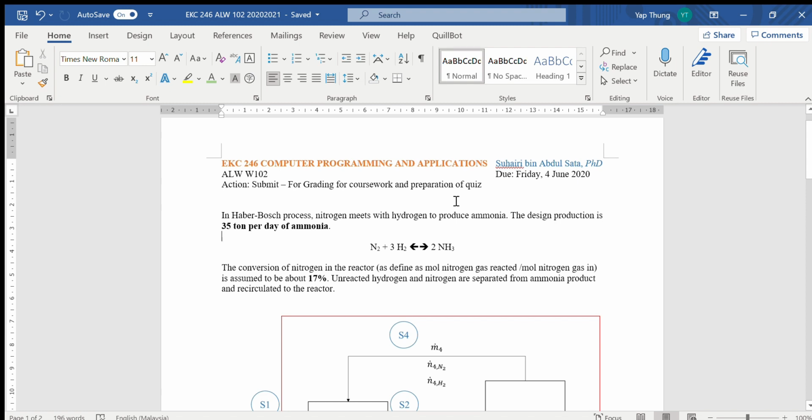Today we are going to look at the PLW112. In this PLW, we are going to look at the Haber-Bosch process where nitrogen will meet with the hydrogen to produce ammonia. The design production, which is the ammonia, for this process is about 35 tons per day of ammonia, and the conversion of nitrogen in the reactor is assumed to be about 17%.